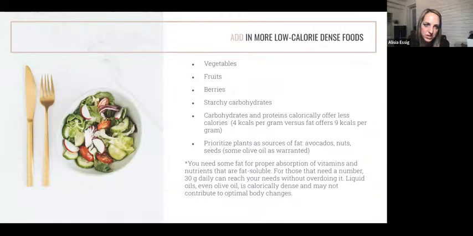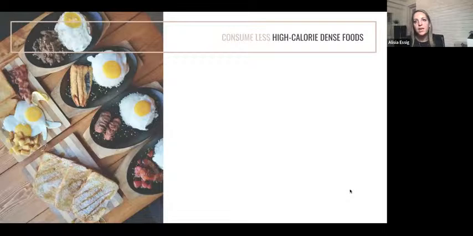But how much fat do you actually need every day? Usually you can meet your goals and get everything your body needs with about 30 grams of fat a day. Liquid oils, even olive oil, are incredibly calorie dense, and they may not help you in your weight loss goals. If you're eating a salad every day, you're getting your vegetables in, but if you're dousing it in olive oil, it's healthy and there's a lot it can help you with, but it's going to prevent you from being able to lose weight. So we really want to keep the calorie content low naturally by avoiding oils as much as possible. And so we want to consume less candy and chips.